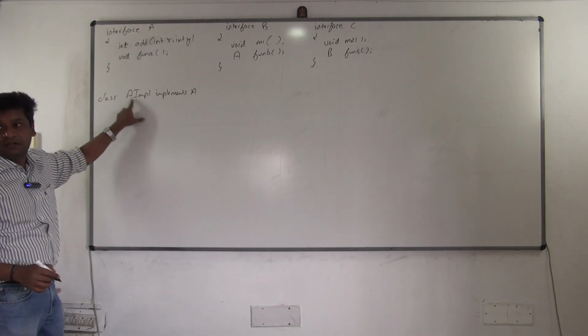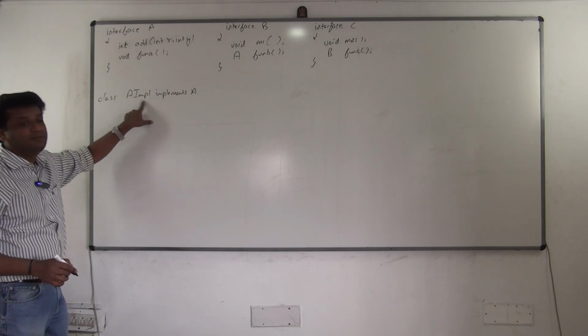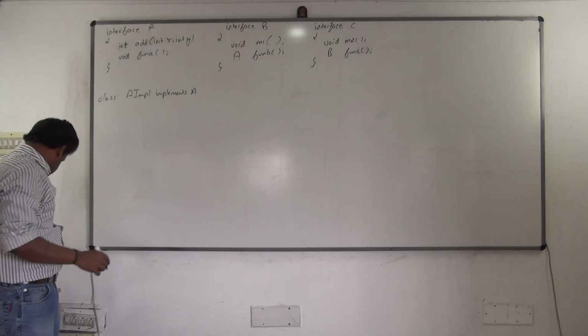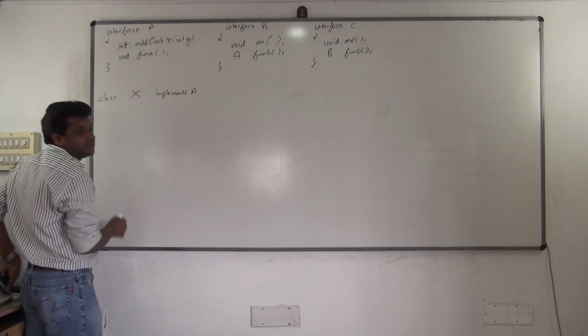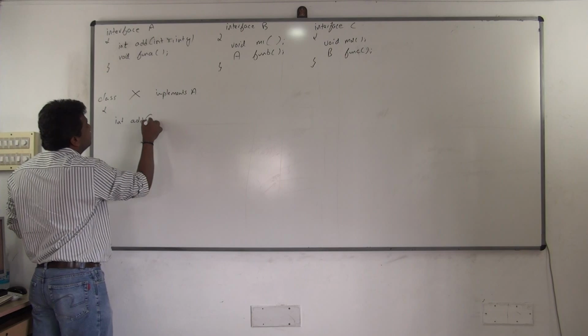The name of the class will be the name of the interface plus IMPL. This is the name of the class. Or shall I change it to XYZ? Class X implements A. So now see, here, you have to override.